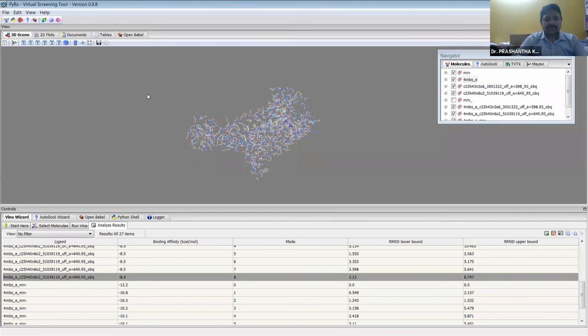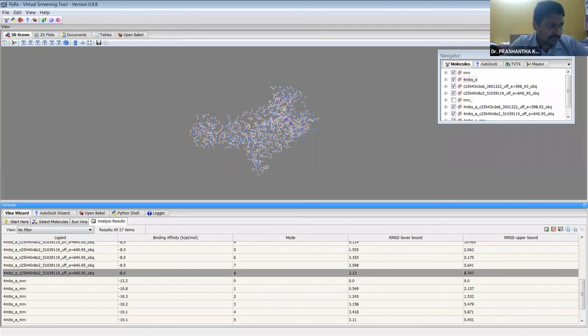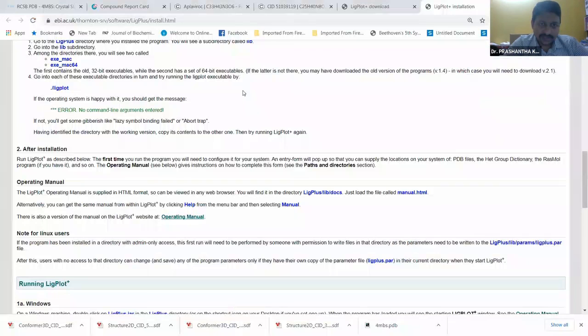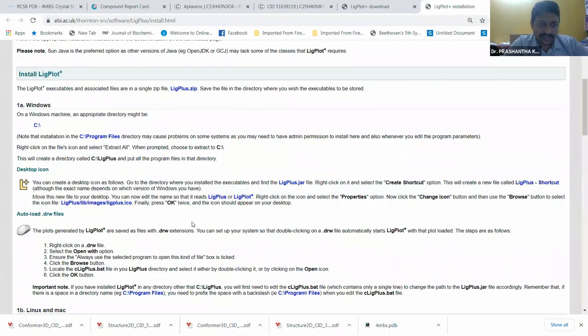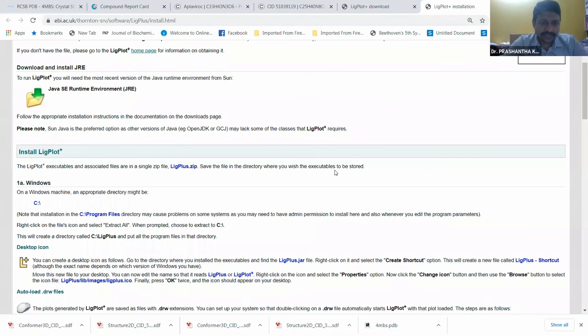Okay, if there are no doubts, then thank you very much. We will stop it here. Tomorrow we will look into post-docking analysis, how to analyze the results, and how we can generate the LigPlot. So visit this, download and install the LigPlot. Also install the newer version of PyMol. Then it becomes very easy to execute.